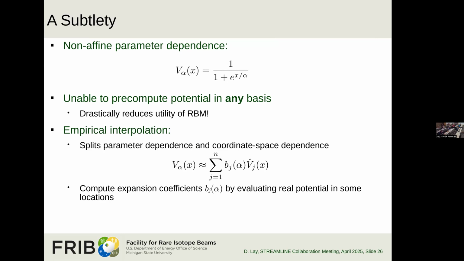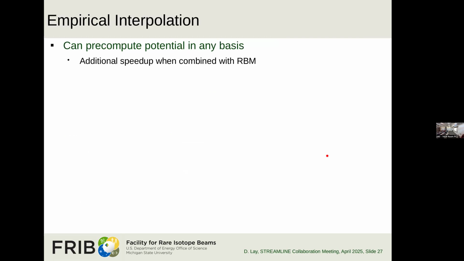Empirical interpolation solves this by approximating this potential. You split it up into a bunch of terms that depend only on your interaction parameter alpha, and a bunch of things that only depend on your coordinate mesh x. To evaluate these expansion coefficients b, you can do that by just evaluating the real potential on some subset of your grid, and then solving a matrix problem for the expansion coefficients. Then, with this empirical interpolation in mind, you can pre-compute your Hamiltonian in any basis that you want. And when you combine this with the reduced basis method, you see further speedups.